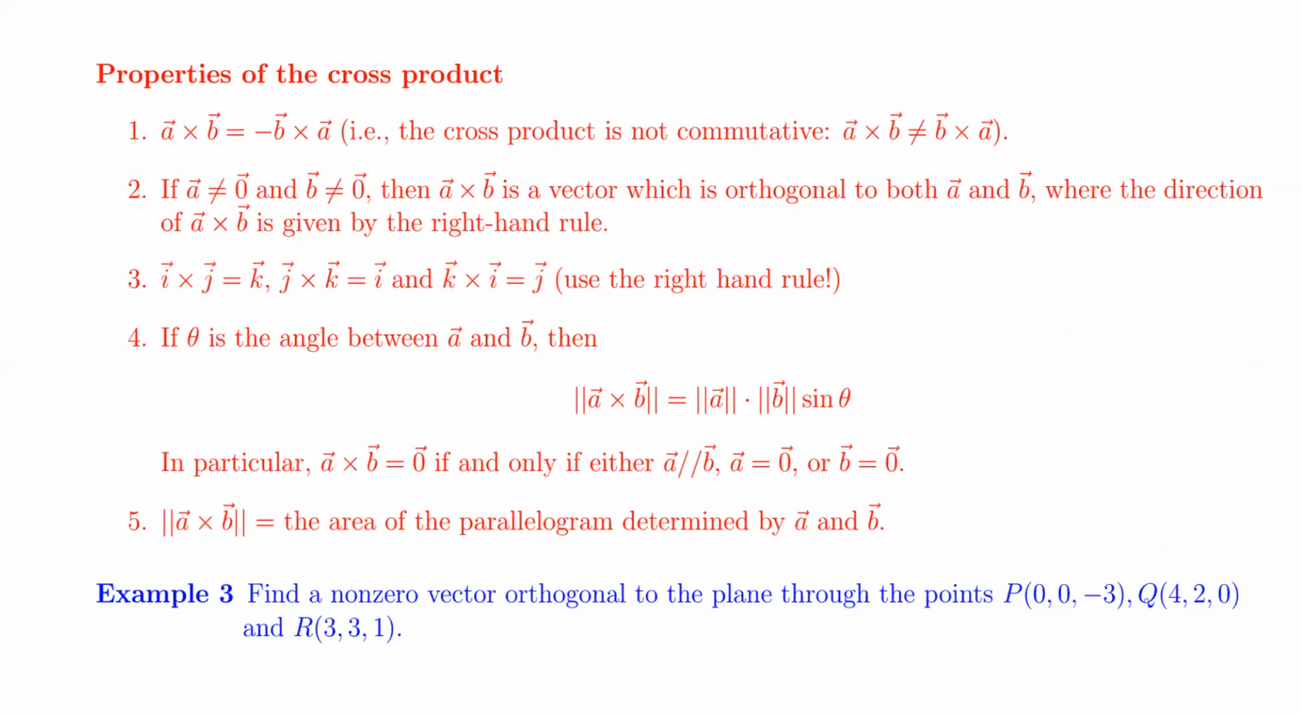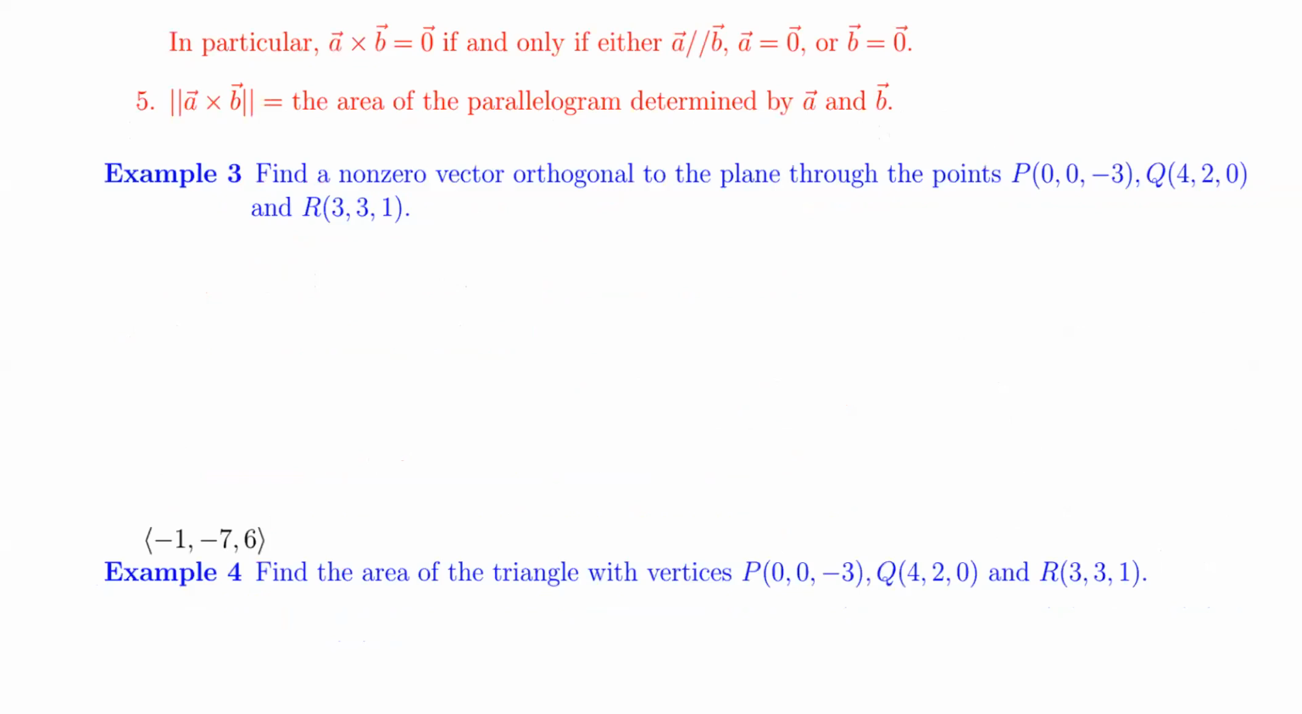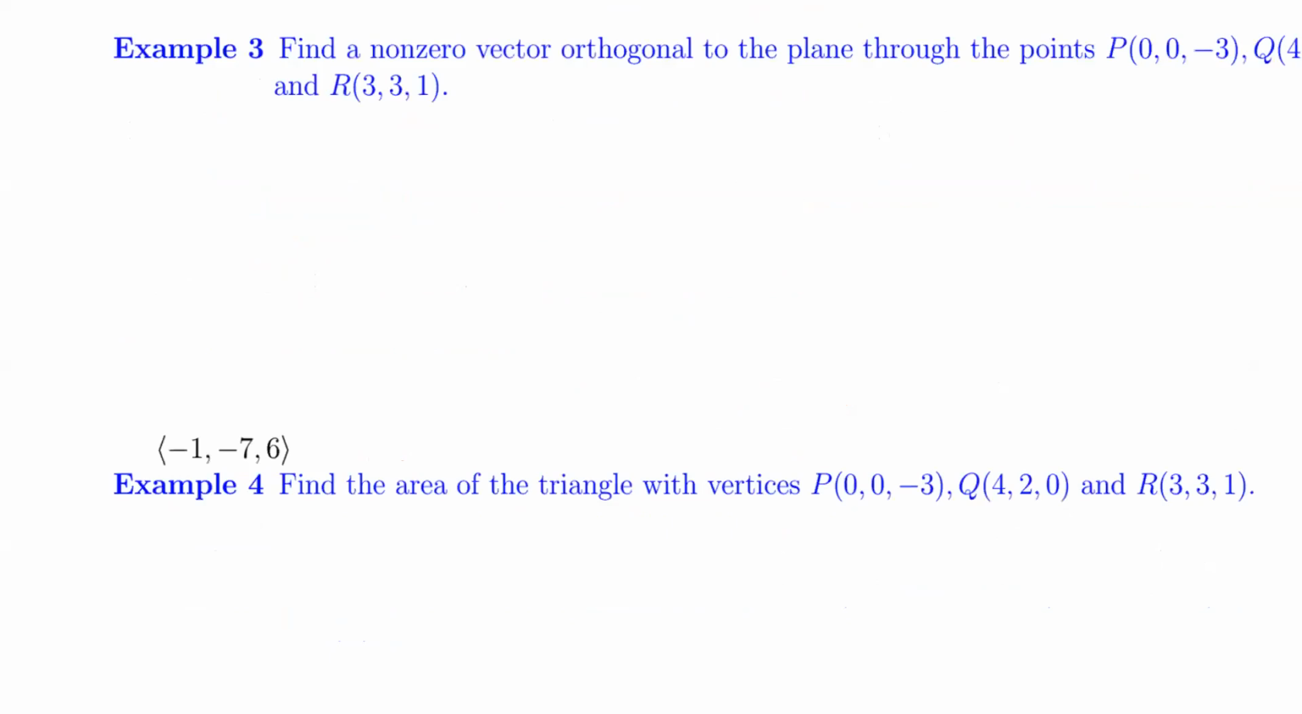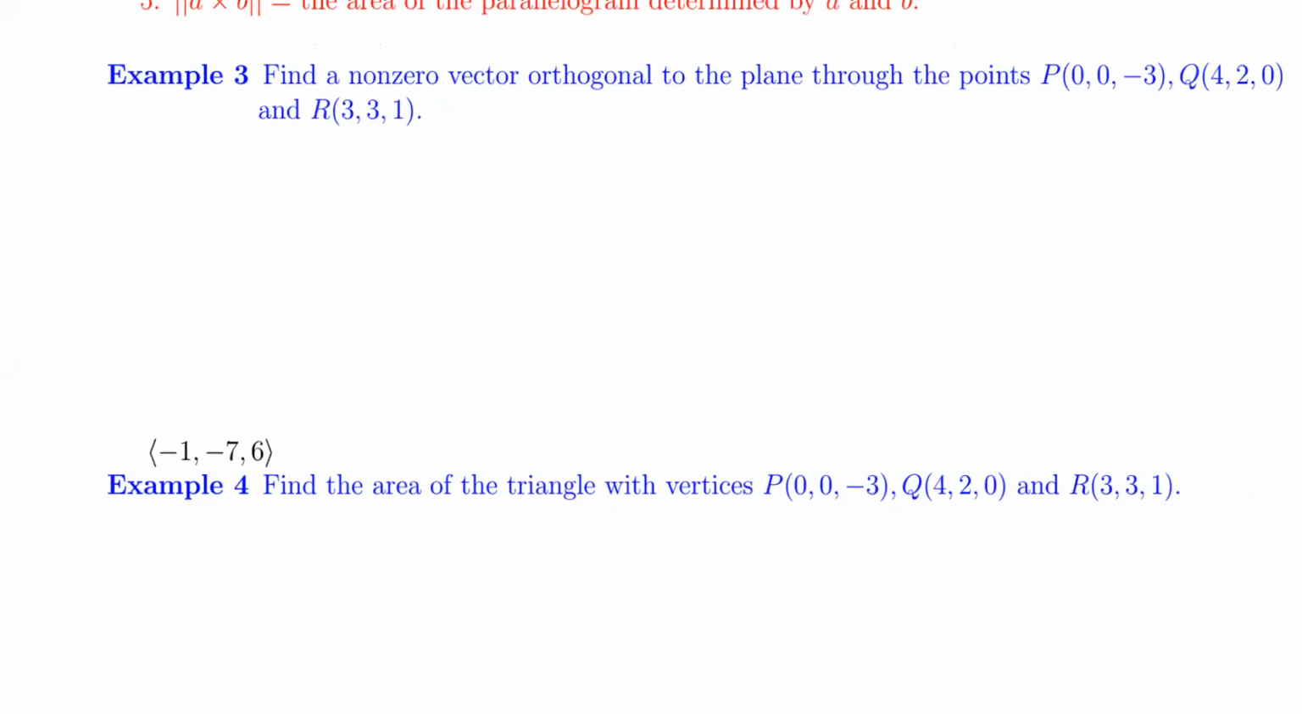All right, we got two examples left that we want to do in this video. So let's start with this first one. Find the non-zero vector orthogonal to the plane through the points. P is 0, 0, negative 3, Q is 4, 2, 0, and R is 3, 3, 1.